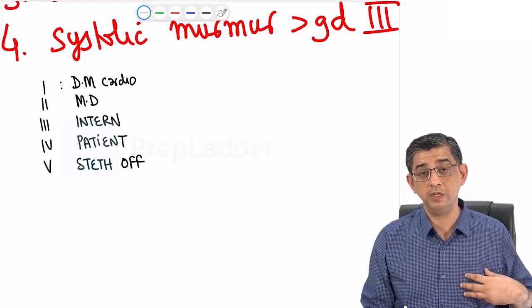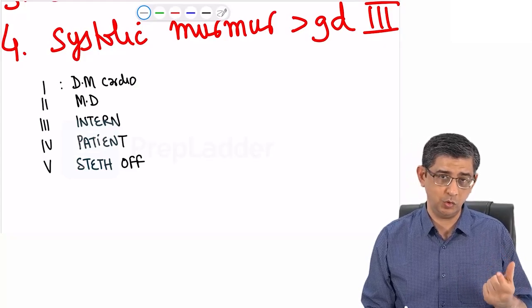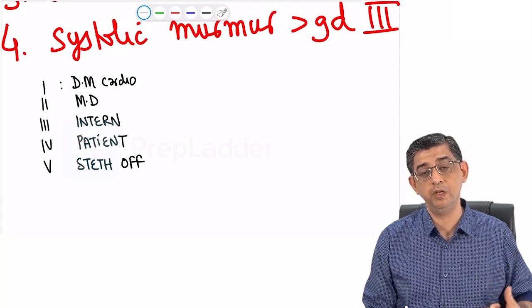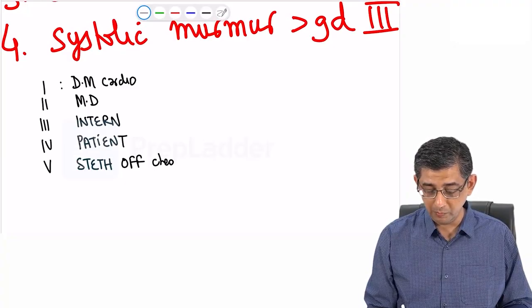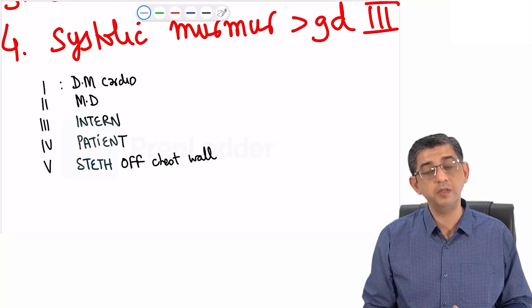The sound is coming from the chest of this guy, so that even if you keep the stethoscope diaphragm 1 centimeter away from the chest wall, even then the sound will be conducted. So stethoscope off the chest wall would be one of, I would say, very loud murmurs.